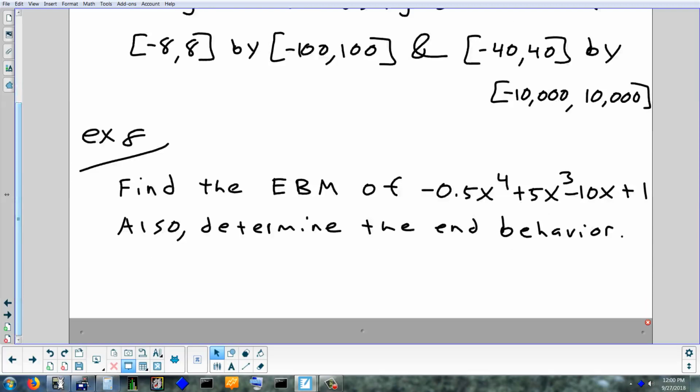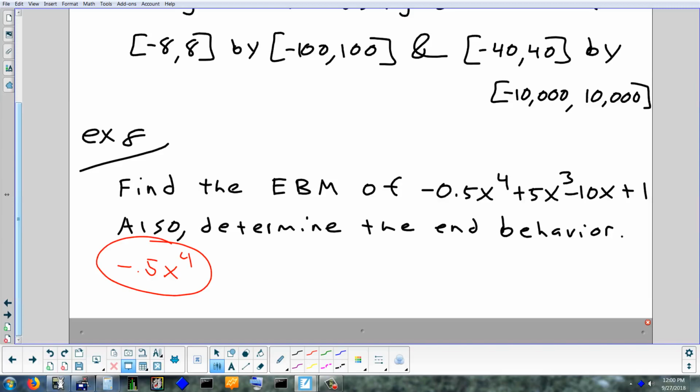Okay. Can somebody tell me what the end behavior model would be for this one? Like the one thing that I could graph that would show me the big picture. The details would be different, but the big picture would look the same. Negative 0.5x to the fourth. Perfect. So that's the end behavior model.